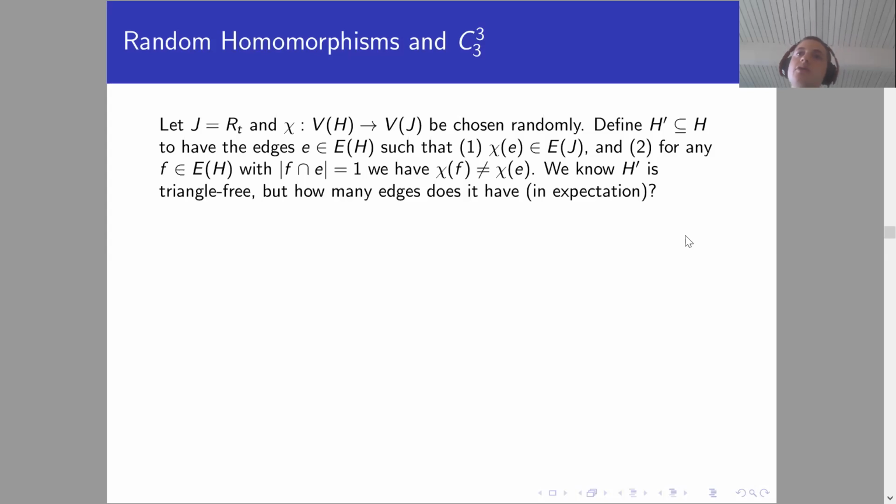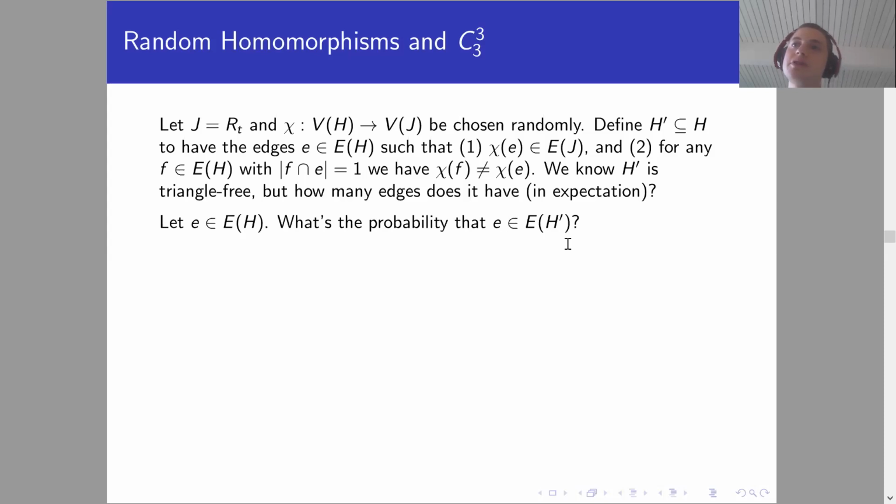So to complete the result, we need to show that this subgraph has many edges, at least in expectation. And by linearity of expectation, it's enough to just consider any edge E and ask what the probability is that it continues to survive in H prime. So first, to survive, it needs to pass 1. It needs to map onto an edge of J. And I claim that this probability is exactly this quantity.